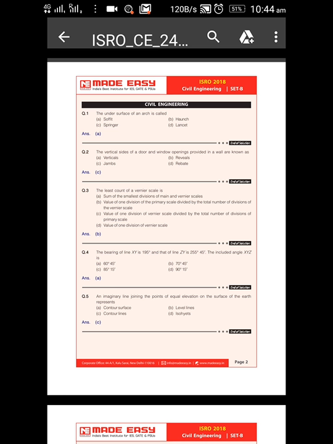Yes, it is correct. The least count of a vernier scale is the value of one division of the primary scale divided by the total number of divisions of the vernier scale. The bearing of the line XY is 195 degrees, then that of ZY is 255 degrees 45 minutes. The included angle of XYZ, it is an easy question, you can do it.